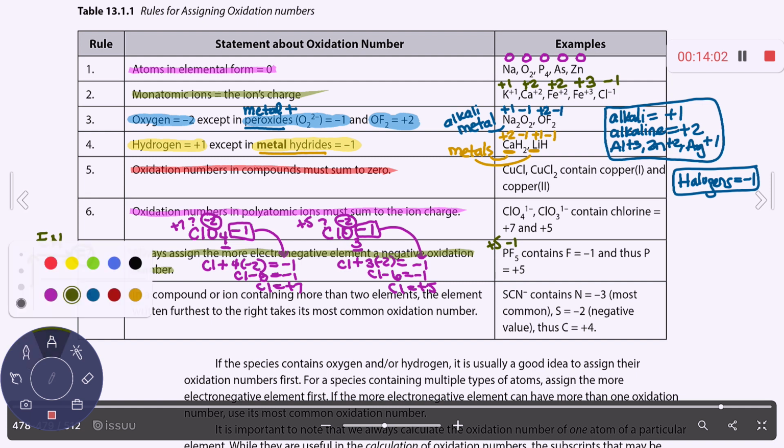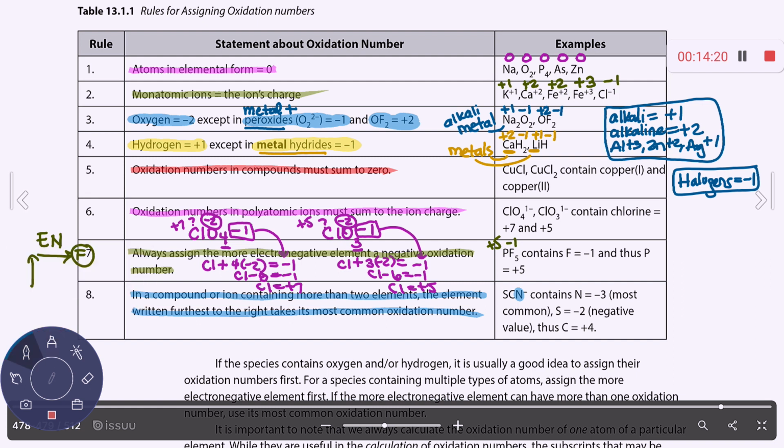Last rule. If you've got a really complicated compound or an ion that's got more than 2 elements in it, assign the element furthest to the right, which would be nitrogen in this case. Assign it its usual charge. What's the usual charge of nitrogen? -3. Then look at S and C. Which element is more electronegative, S or C? S. Okay, what's the usual charge on S?